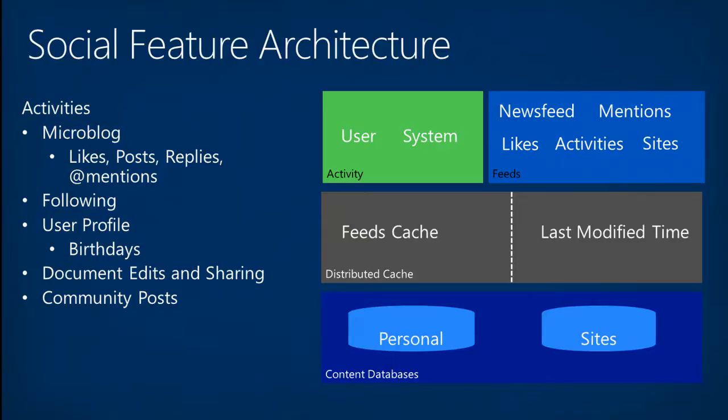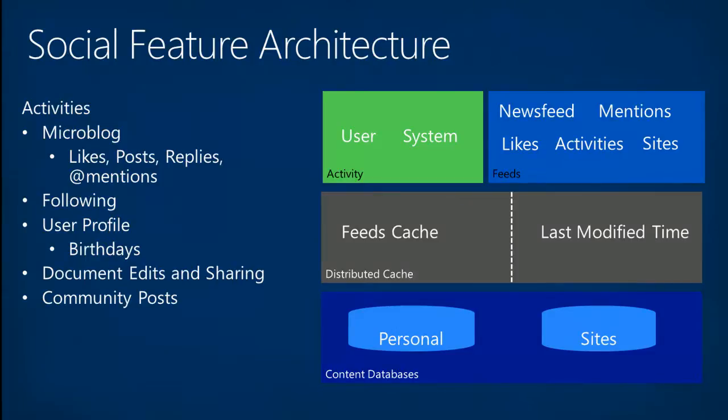You had the mentions capability where we can actually go mention different individuals. You have all their likes, all the other activities that are being generated, and the types of feeds and activities that are kind of rolling up to the surface from sites. And all that information is being not just stored inside of content databases, but it's also stored inside of a distributed cache. And that distributed cache gives us the ability through web parts to really pull that information up quickly so that the experience is a lot more real time.